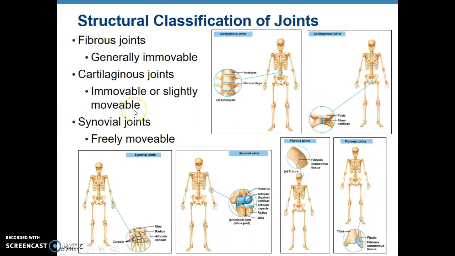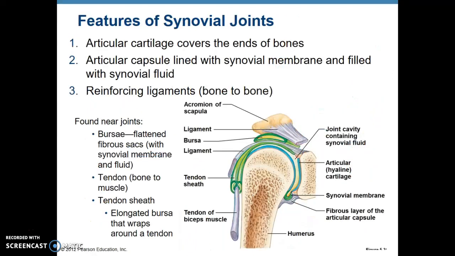The last type of joint is a synovial joint. Synovial joints are freely movable. Most of the joints that we have in our body, and when you think of the word joint, is going to be a synovial joint. And we're going to talk about the different types of synovial joints and learn a little bit more about those next.